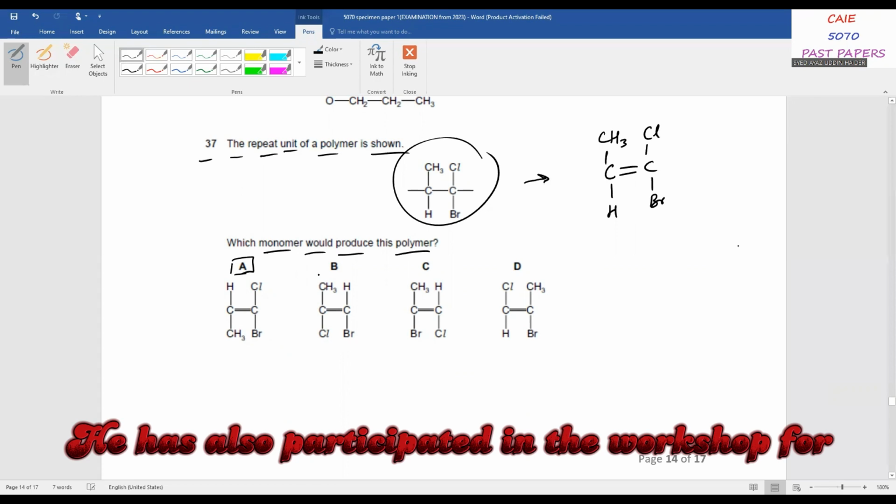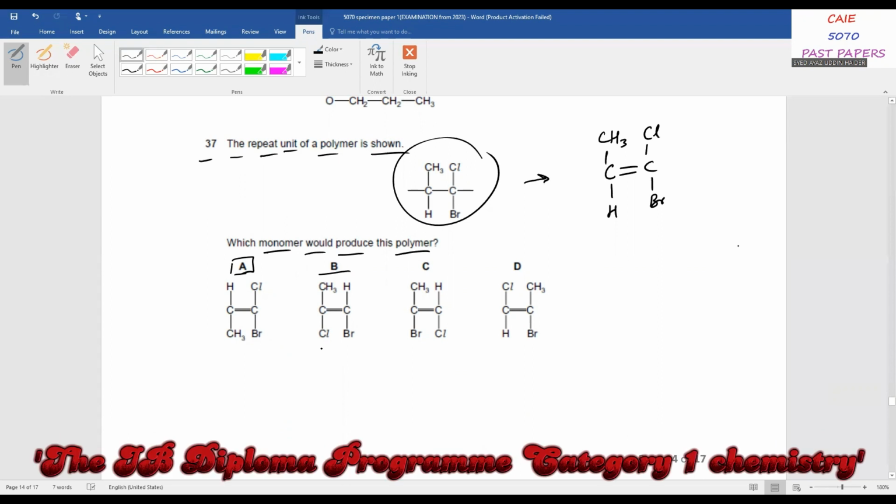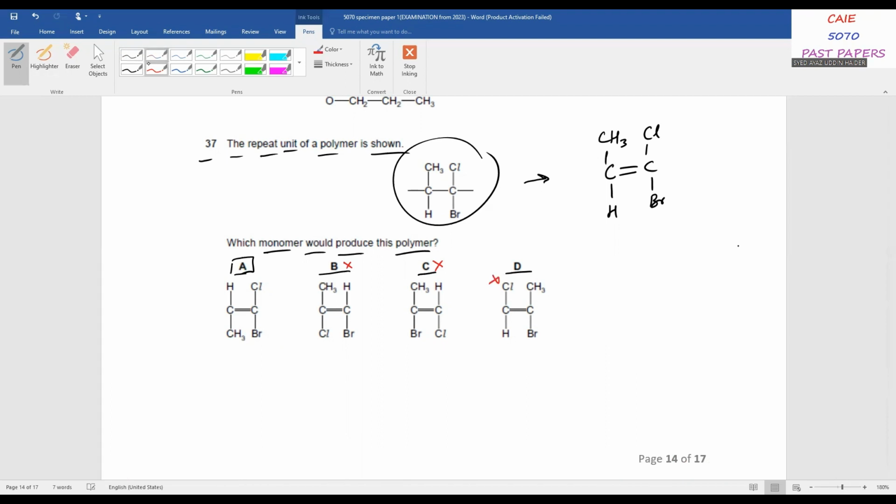Let's check B. In B, you can see both bromine and chlorine are attached to different carbon atoms. So B is the wrong choice. C, again, you have bromine and chlorine attached to different carbon atoms. So again, it's wrong. And D, again, you are having the same situation. Both bromine and chlorine are attached to different carbon atoms. So we are left with only A. A will be the right answer for this question.